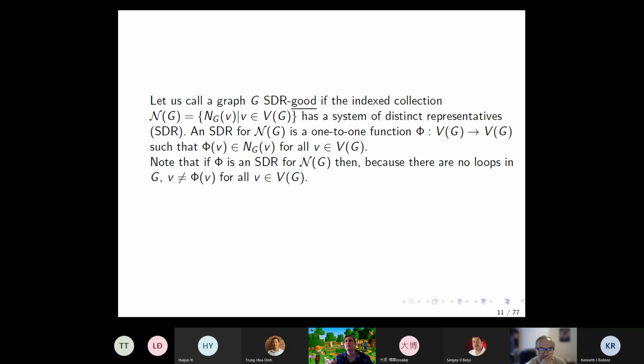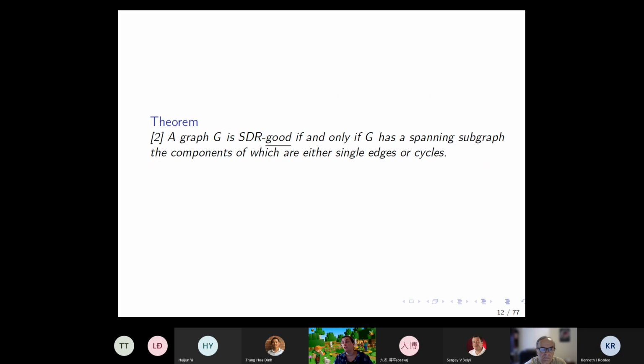Could it have more than that? I don't think this guy has more than that, but once we've defined the spanning subgraph of a graph, we can count the different systems of distinct representatives pretty quickly. So we're expecting that that one's going to be kind of fun, especially since things like spanning subgraphs are already so well studied. So it's good if it has a spanning subgraph, the components of which are either single edges or cycles. Okay.